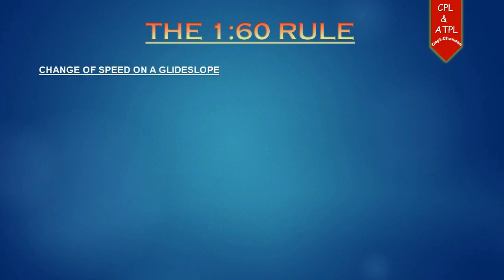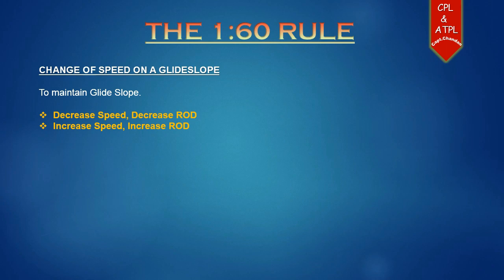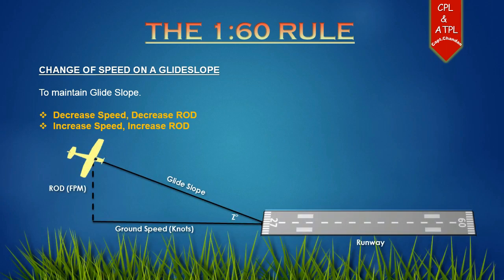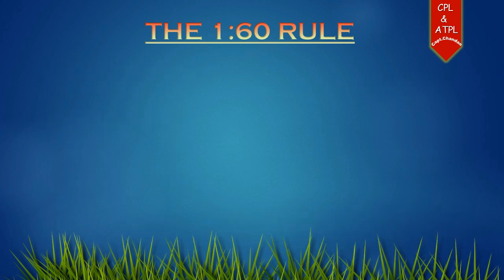Change of speed on a glide slope. To maintain a glide slope, decreasing speed means decreasing rate of descent, and increasing speed means increasing rate of descent. To find a change in rate of descent, we have a formula. Change in rate of descent equals angle times 100 times change in speed divided by 60.